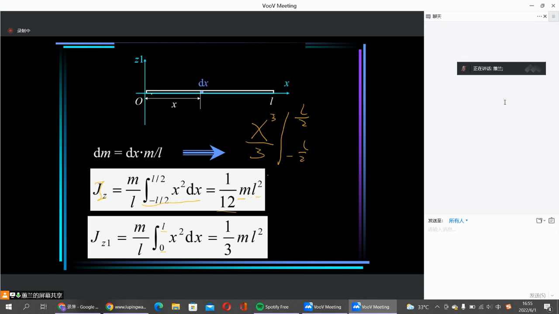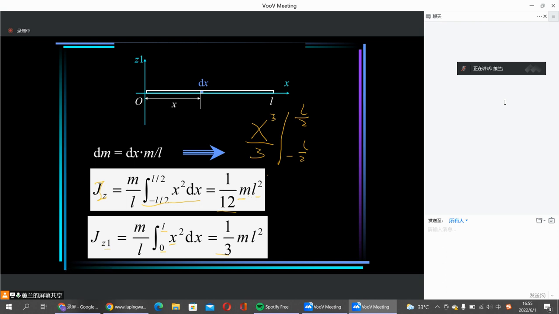Again, we establish the coordinate system. Here, the origin located at the end, okay? So the integration starts from 0 to L. And here it's the same. X is the distance from the element to z1 axis. And then we calculate the integration. We will obtain the mass moment inertia about z1 axis is actually equal to 1/3 ml squared.